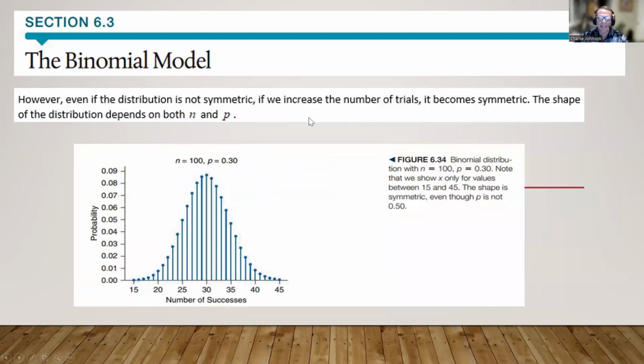However, even if the distribution is not symmetric, if we increase the number of trials, it becomes symmetric. The shape of the distribution depends on both n and p. So this is a binomial distribution with 100 trials and a probability of success 0.3. And again, notice that the shape is symmetric, even though p is not 0.5.